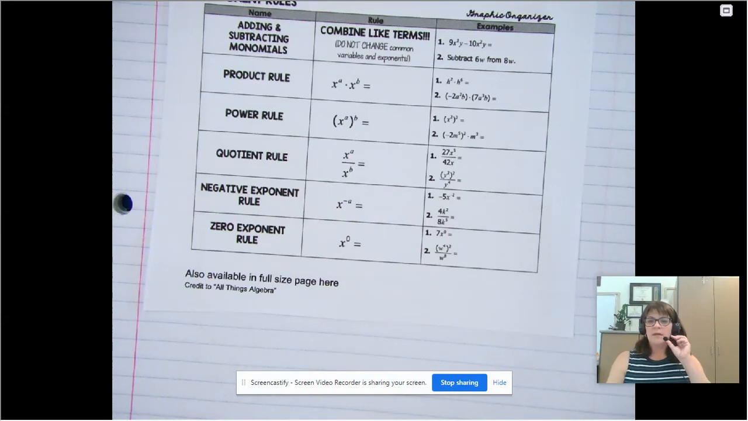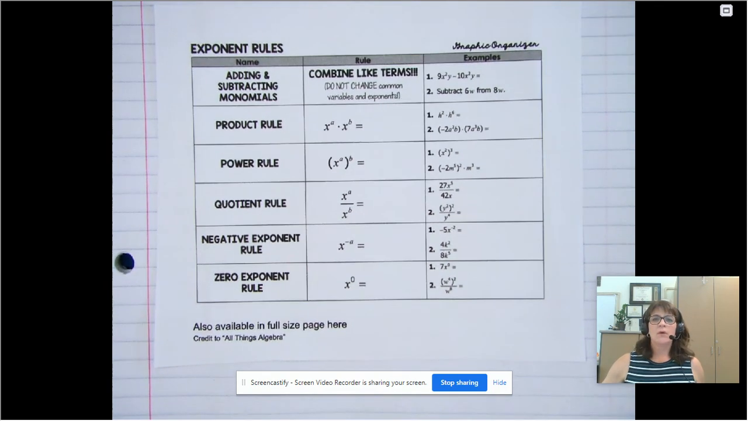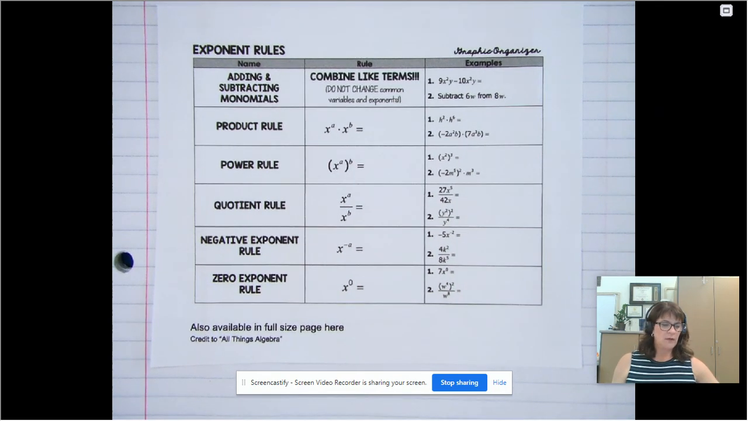Good afternoon, everybody. Just wanted to give kind of a bonus video going over the bigger idea of the rules of exponents. In your notes handouts, you have access to this, what I lovingly refer to as a cheat sheet. And I just wanted to go over kind of what would you do with this? Where does it fit into what we're doing?